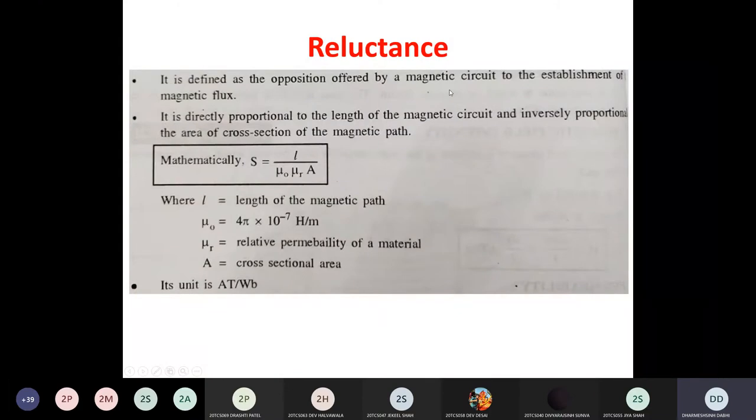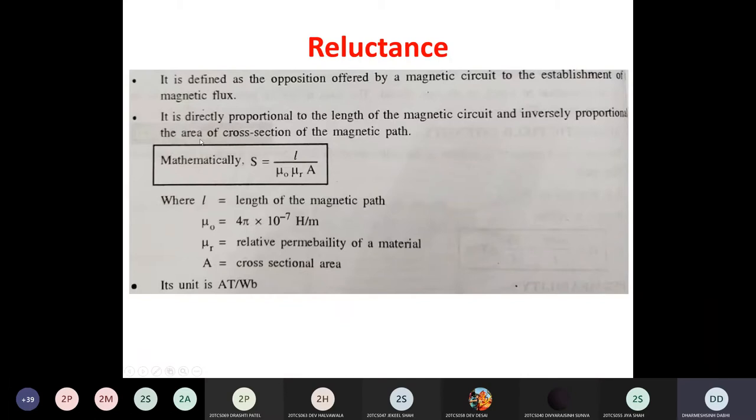Diamagnetic material, on the other hand, is the material which opposes the establishment of the magnetic flux. So in diamagnetic material, the reluctance is, sorry, high. Clear? So this is a property of the magnetic material, to oppose the establishment of the magnetic flux, the same as resistance in the electrical circuit.